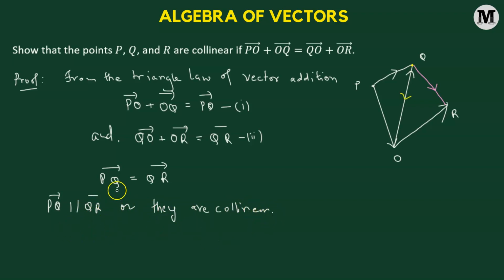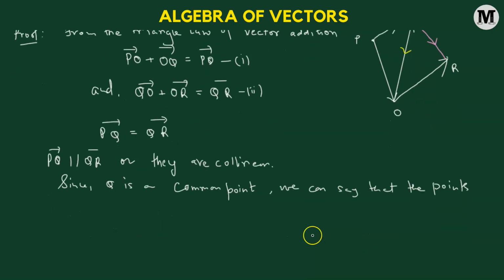Now, since Q is a common point, we can say that the points P, Q, R are collinear. Points P, Q, and R are collinear in nature. Hence proved.